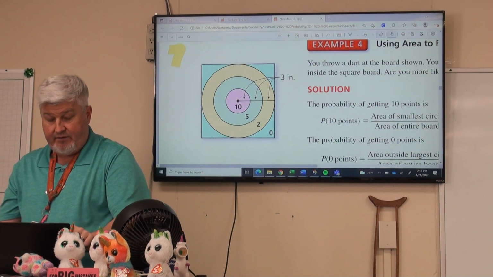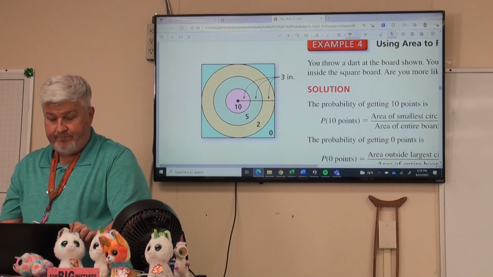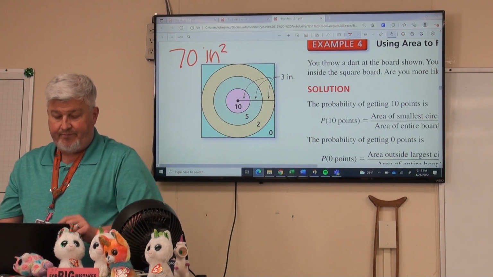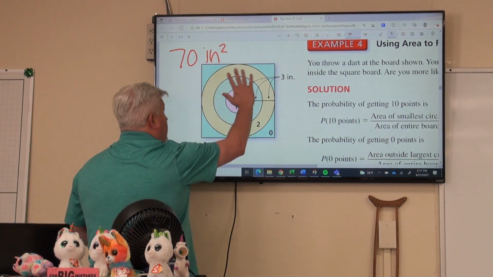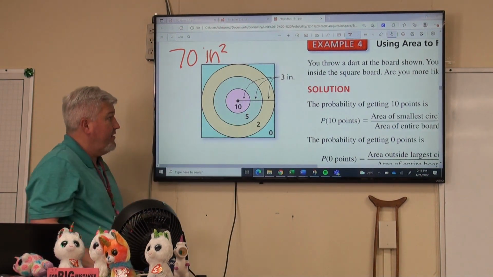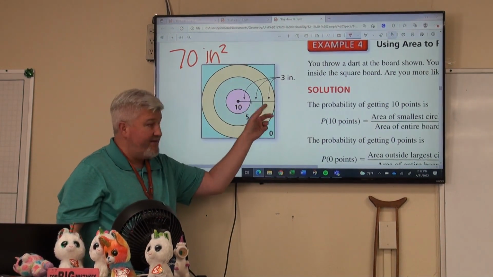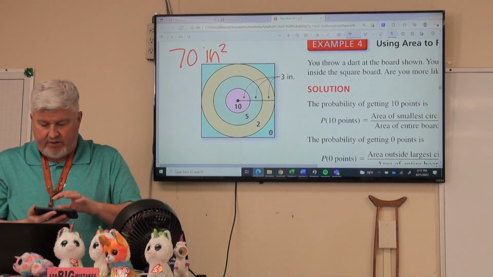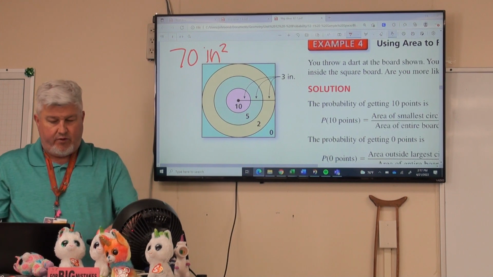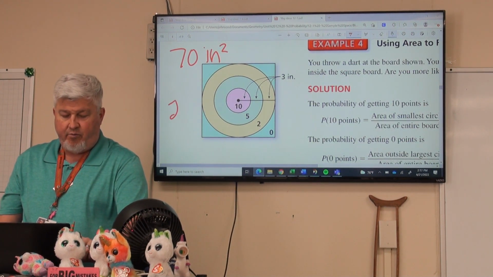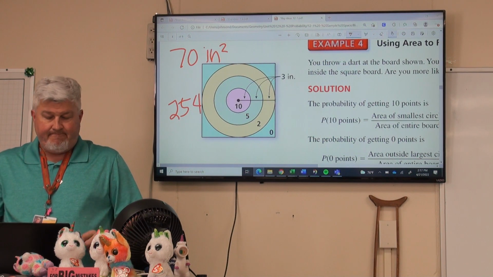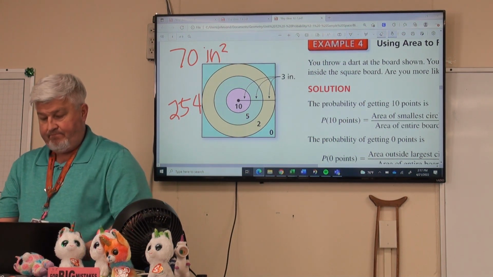I'm using the wrong thing. Try that again. Right, the area of the blue was 70 square inches. So now I want to know what the area of the whole circle is. Okay, well, the radius is 9, so it's 81 times pi, and that's 254. So clearly you're more likely to score points than not. Okay, almost 4 times as likely.